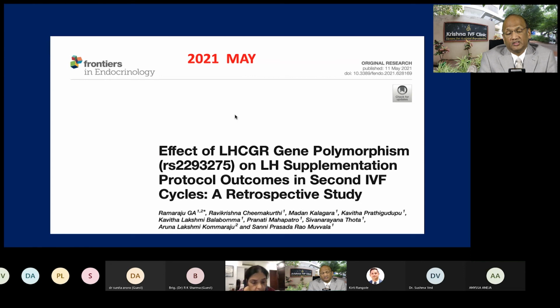Effect of LHCGR gene polymorphism. The RS is a new nomenclature that is coming in because it is producing a lot of confusion. So, in future most of the nomenclature will be based on RS, on LH supplementation protocol, a retrospective study.